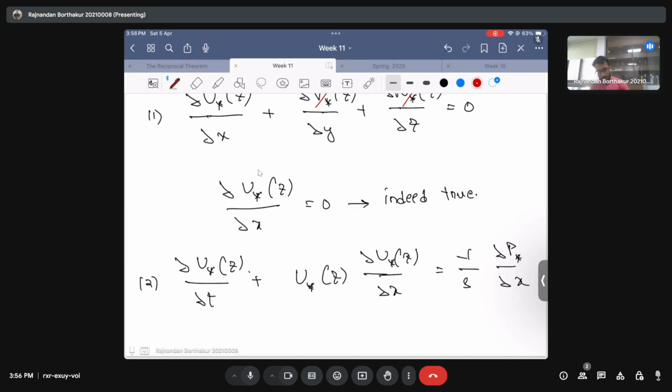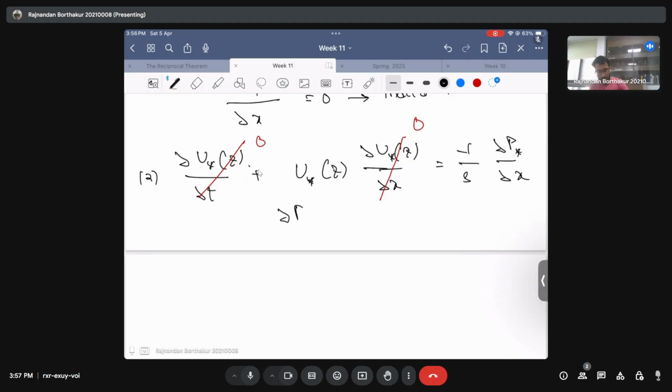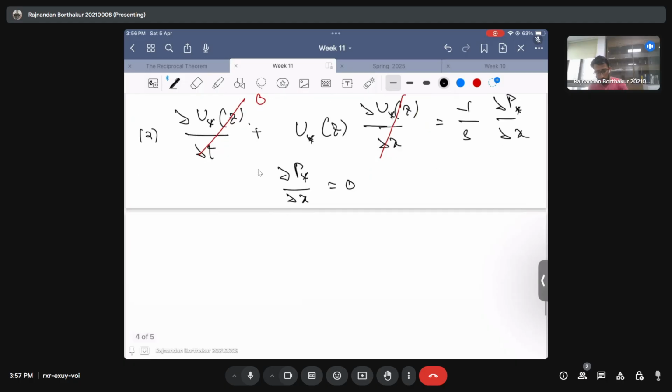Now we know that my base flow is steady, that we already considered it in the assumptions, which means that this term is 0. This term is 0 because your base flow is just a function of z, which now means that my base pressure ∂p*/∂x equals 0. This means that your base pressure is not a function of x, so the only possibility is that my base pressure is just some constant, equal to p naught.